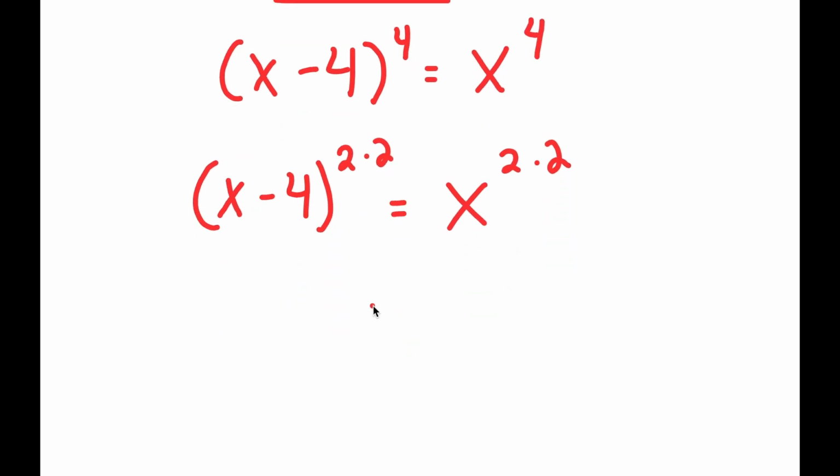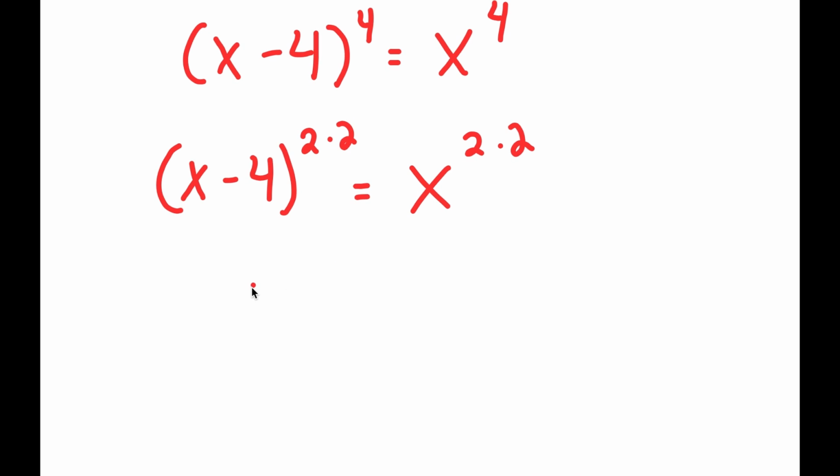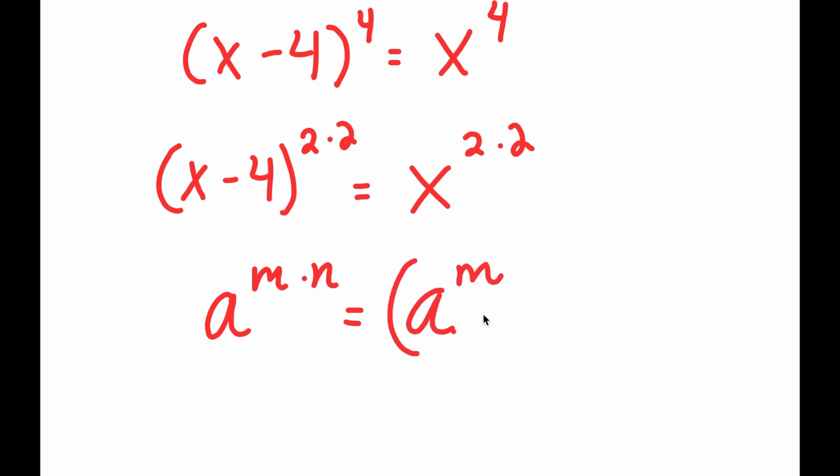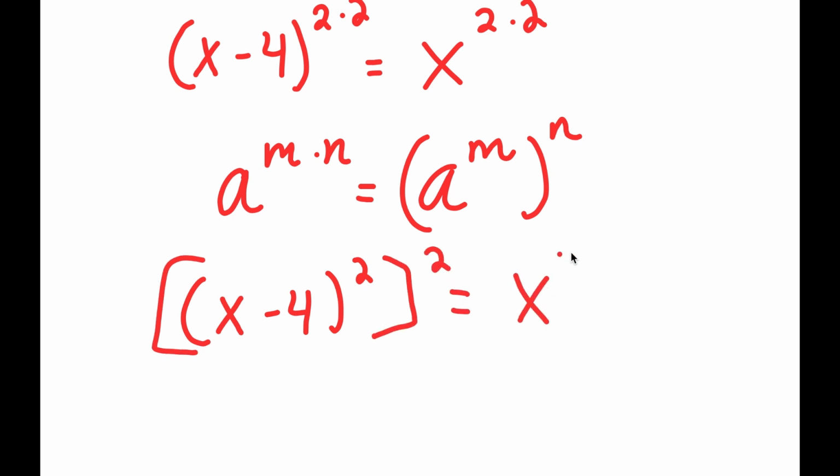And the reason I did this is because if I have something in the form a to the power of m times n, this is the same thing as (a^m)^n. So this is going to equal ((x − 4)^2)^2 is equal to (x^2)^2.